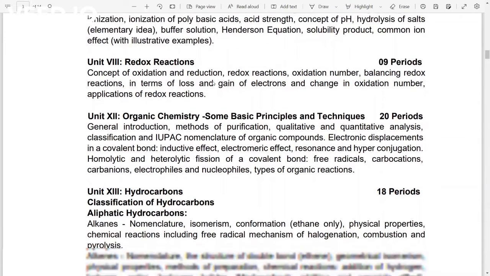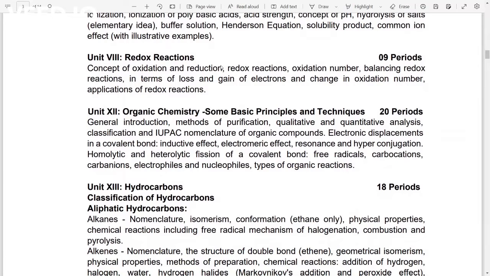Next is the Redox chapter. It is known as Redox Reactions. This chapter contains only 4 marks. Basically, a numerical based on this comes in your exam, but in JEE and NEET almost 2 questions come from this chapter, and it is a very easy and smaller chapter.